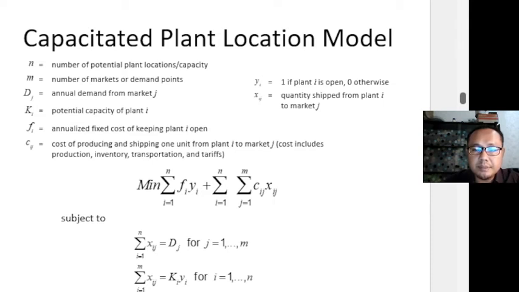We can define the following variables: y_i equals 1 if plant i is open and zero otherwise, and x_ij is the quantity shipped from plant i to market j. The problem is then formulated as the following mixed integer program. The objective function is to minimize the total cost, that is, fixed plus variable, of setting up and operating the network.